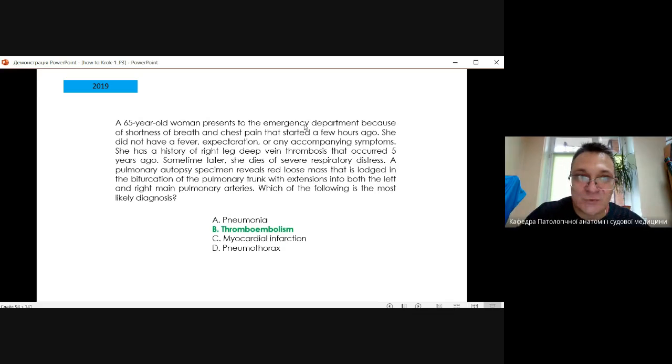Thromboembolism. You see a lot of questions about thromboembolism. We have met already some variations of that, and you see this question is a bit different. Again, we have to deal with leg deep vein thrombosis, and finally we found the thromboembolus in the bifurcation of the pulmonary trunk.